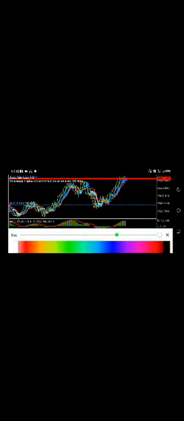We have this MACD here. And we have Ichimoku here. And we have commodity channel index. These three indicators are what I'm using.